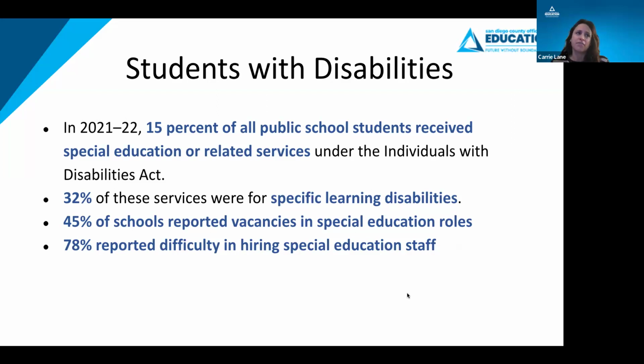And so just some interesting information about students with disabilities. In 2021 to 2022, 15% of all public schools received special education or related services under IDEA, the Individuals with Disabilities Act. Of those, 32% of them were for specific learning disabilities. And so that could be things like dyslexia, that could be related to math learning disabilities, that could be writing disabilities. 45% of schools reported vacancy in special education roles, and 78% reported difficulty in hiring special education staff.